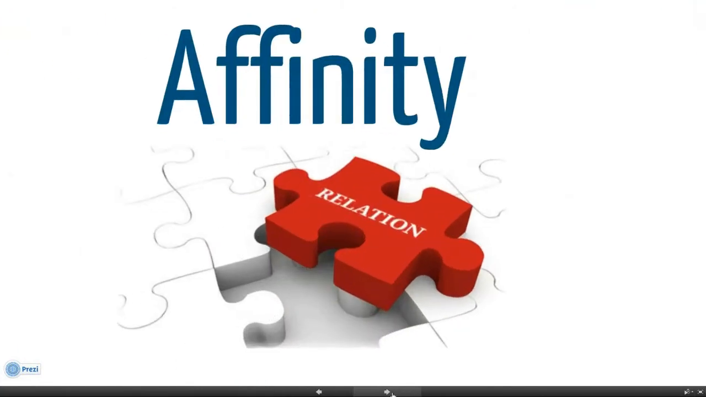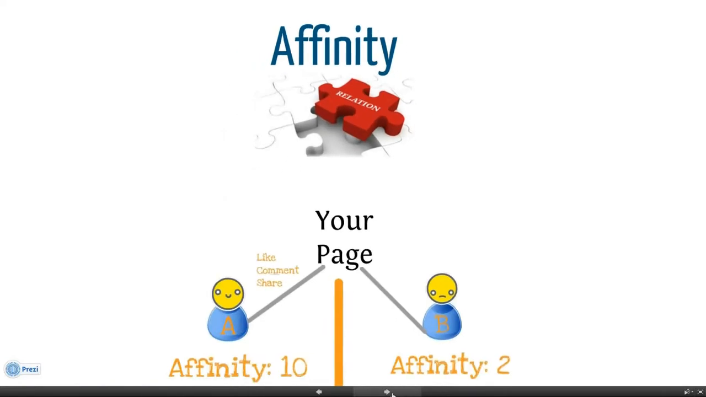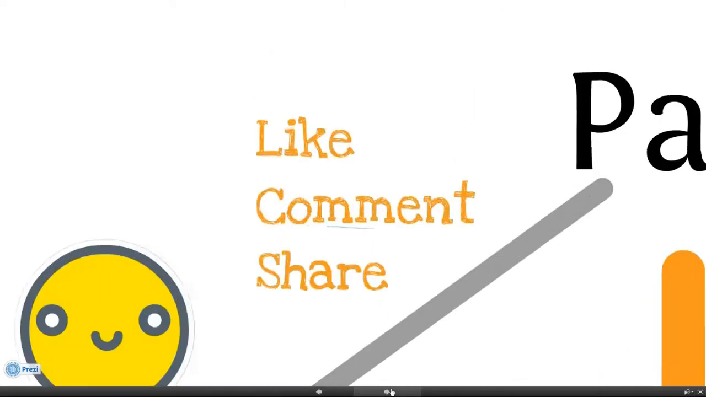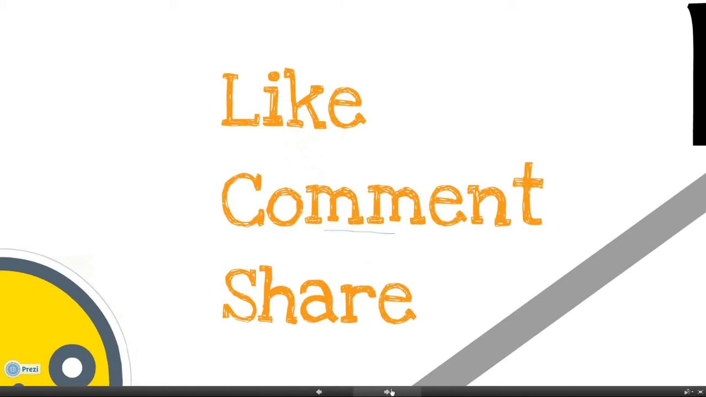The first factor of EdgeRank is affinity. Affinity is the relationship between your page and the person viewing the post. Let's say we have two people here, person A and person B. If in the past person A has liked, commented on, or shared your post, they've built up a relationship with your page, so they're going to have a higher affinity score than person B, who in the past has not commented, not liked, not interacted with any of the things you've been posting. It's that like, comment, and share, that past interaction, that's going to increase their affinity score for your page.